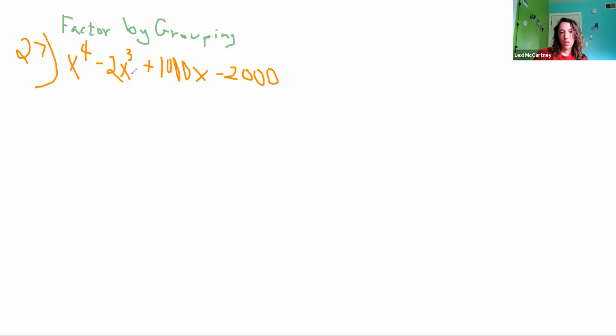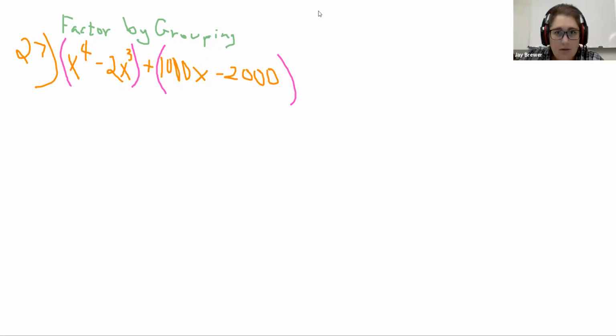x to the fourth and negative 2x cubed, and then 1000x minus 2000. Yep. Gotcha. Okay. So now that we did that, someone else tell me, what do you see as common in the first group? What can we pull out? The third. Is it x to the third? Very good, yes. Okay, so then we get x left minus 2.